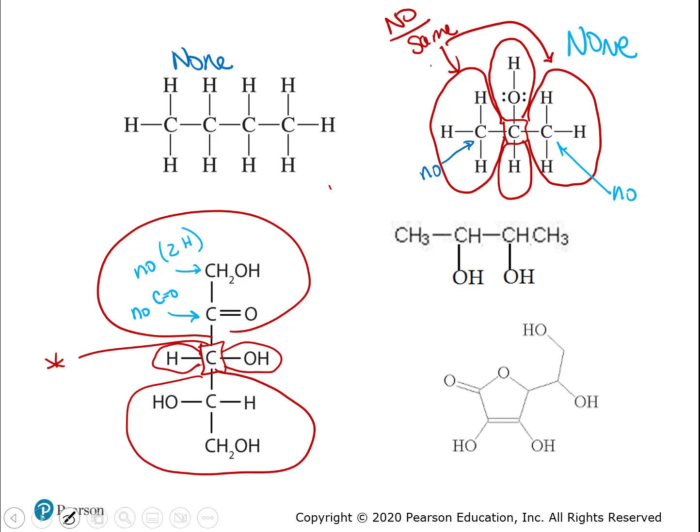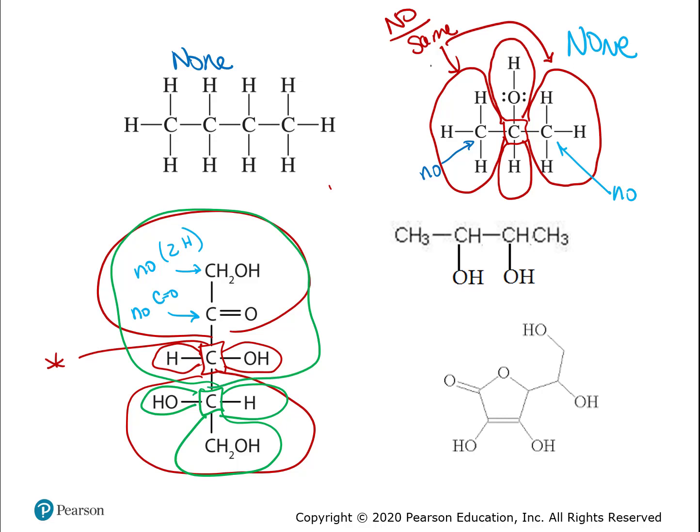What about the next carbon down? Again, I'll try to change colors to show. To the left, to the right, below, and then everything above. What do you think? They're all different, right? I have an OH, an alcohol, an H, a CH2OH, or a 1 carbon group, and then a 3 carbon group above. So yes, you would say that this molecule has 2 chiral carbons. That's a 2.